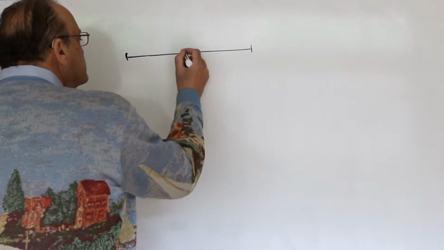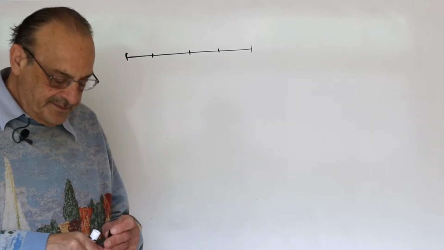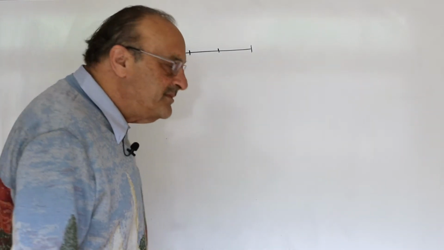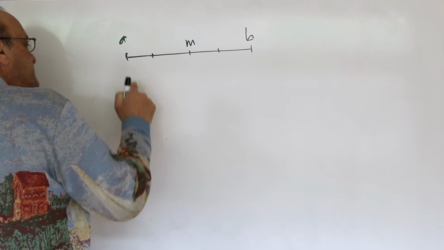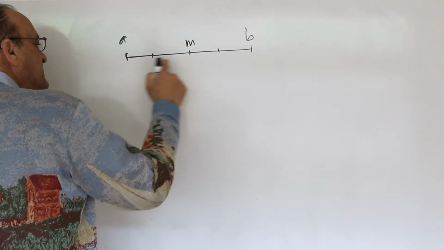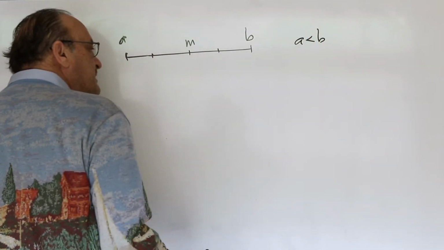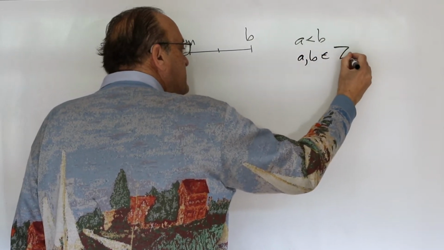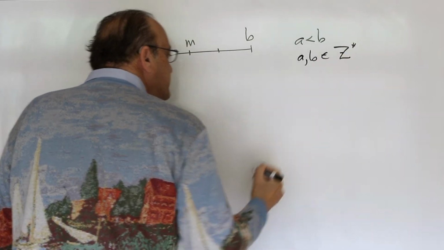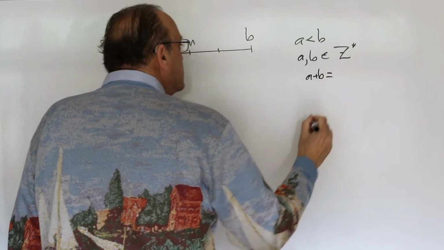So I want to have an even number of spaces, starting with 4 spaces. And so to find the harmonic mean, first you can label this A and this B and this M in the middle. And then you choose a whole number here and here, where this one is less than this one. In other words, A is less than B, and A and B are both elements of the positive integers. And A plus B is equal to the number of spaces.